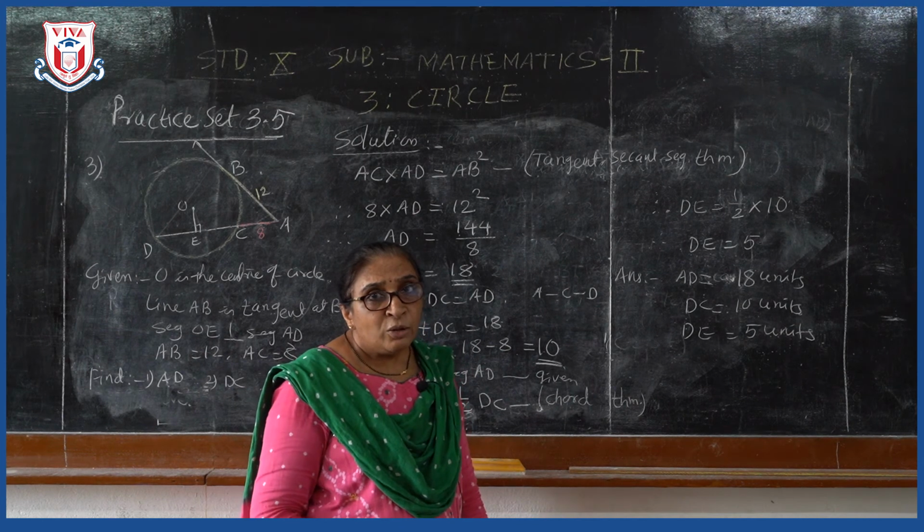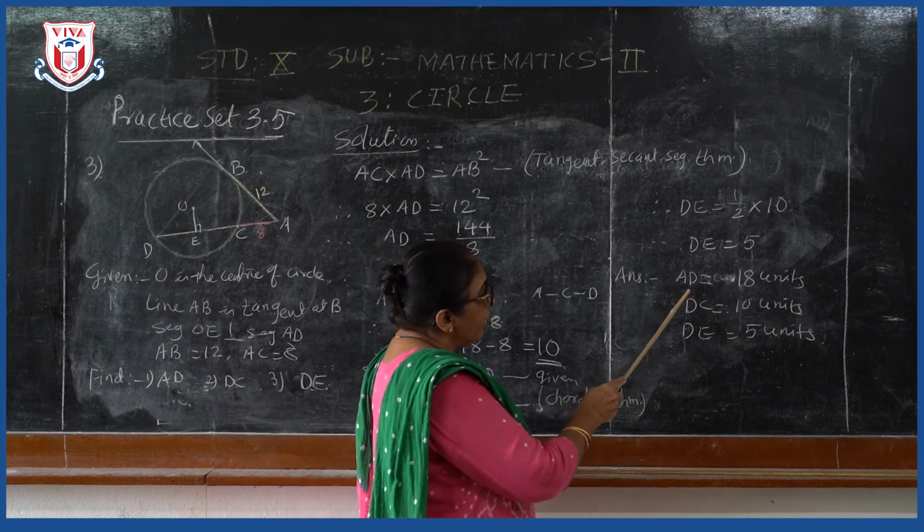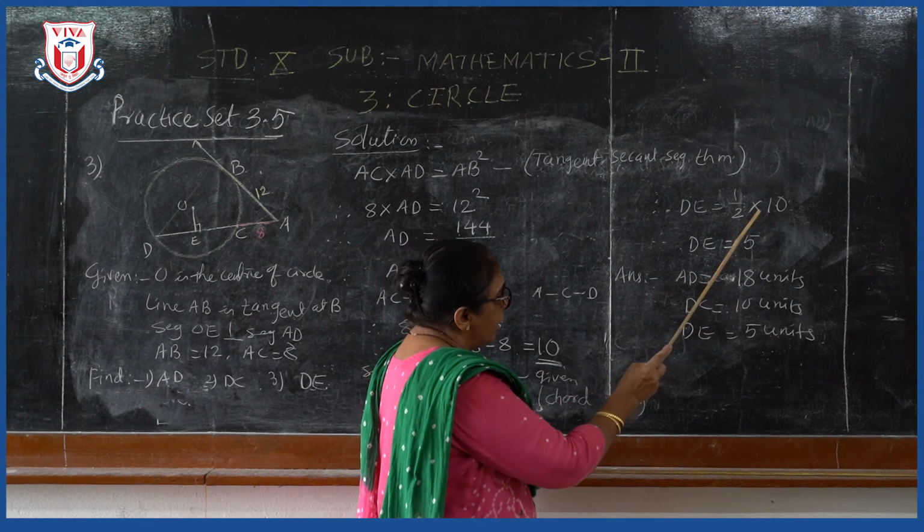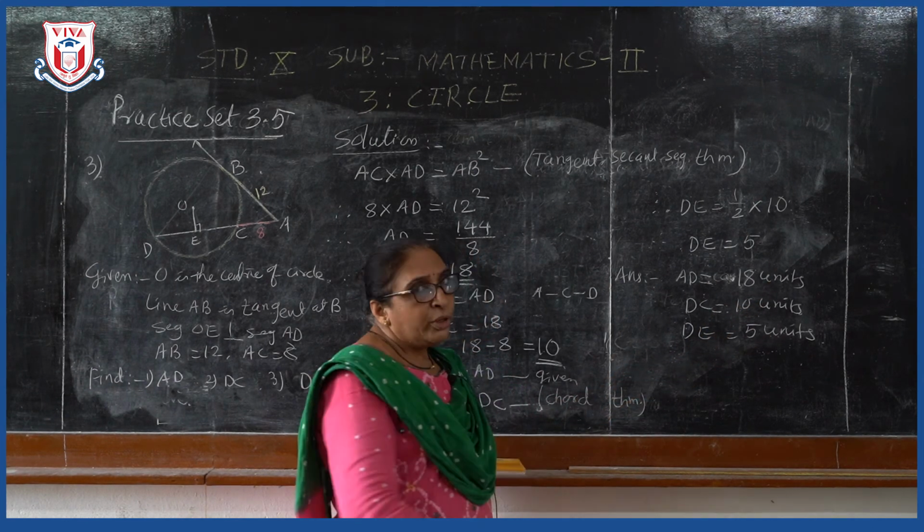Here units are not given, so we will write all the answers in the form of units. AD is 18 units, DC is 10 units and DE is 5 units.